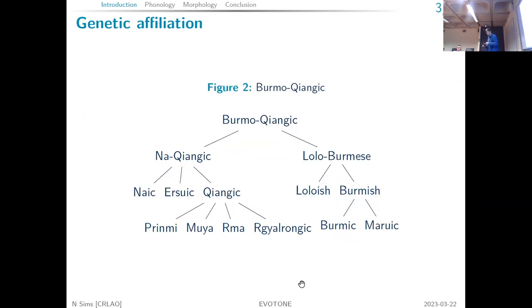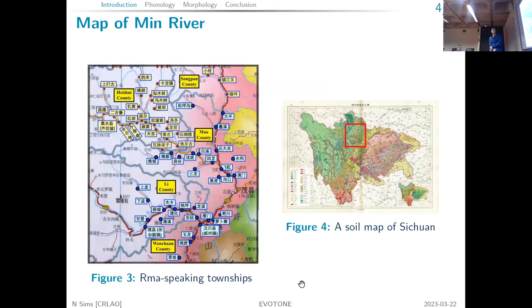In terms of the relationship of the language to other languages, it's part of the Burmo-Chamic branch of Tibeto-Burman. And this is the structure of the family tree. So we see Lolo Burmese on one side, including Burmish and Burmic. And we're looking at the non-Chamic part of Burmo-Chamic. And within that, there's a group called Chamic. And there are probably a half dozen languages that get grouped in with Chamic. So through reconstructing Rma, we can see how to bring this into the bigger picture of its relationship with other languages in the area.